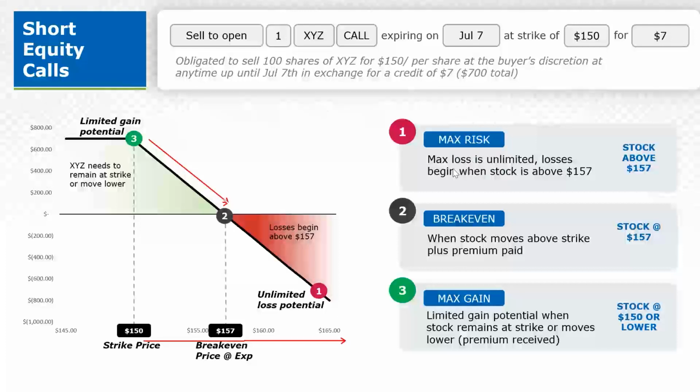And the max risk here is, technically speaking, unlimited, because the stock can continue to rally to theoretically infinity above 157.